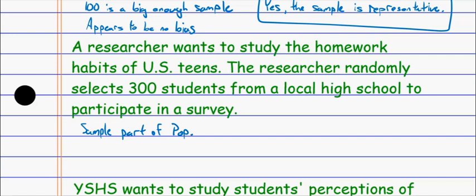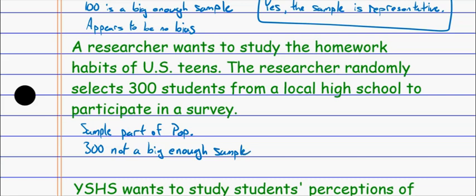All right. The next thing we look at is the size, 300 students. So 300 students out of a total population. When we look at the total population of U.S. teens, it's going to be millions of students. And so when we look at that, 300 is not a very big chunk of that population. It's a super small chunk of that population. So I would look at this and say, well, 300 isn't nearly enough. So 300 is not a big enough sample. So that's the first issue we encounter.